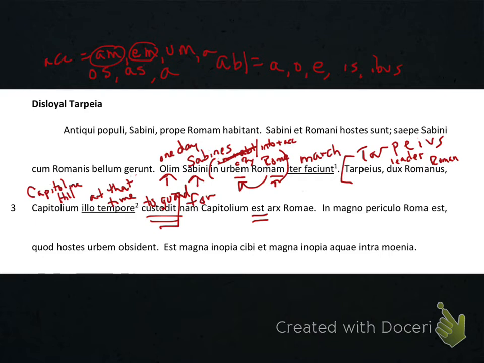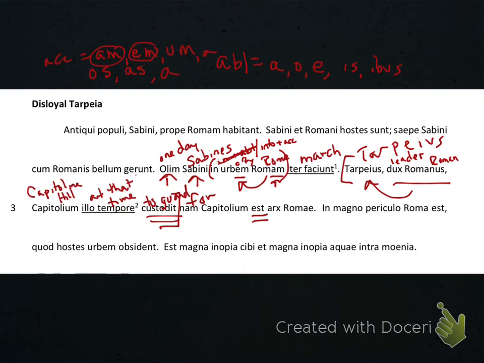Someone is guarding something. Common sense would tell me that the hill is not doing the guarding, but that's probably the thing that's being guarded. So who's actually doing the guarding? Well, I have Tarpeius dux Romanus. These aren't three separate people, and I know that because I don't have the word and between Tarpeius and dux Romanus. So the dux Romanus is describing who Tarpeius is. So Tarpeius, the Roman leader.